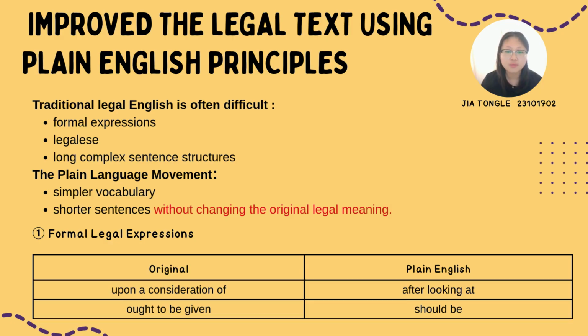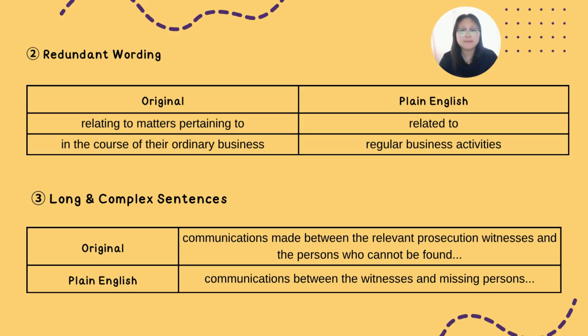For example, in our legal text, the phrase "upon a consideration of" was simplified into "after looking at," and "ought to be given" was changed to "should be." These original expressions are highly formal and are rarely used in everyday communication, so ordinary readers may struggle to understand them quickly, and these simplified versions are shorter, more direct, and easier to read. In addition, some repetitive legal wording was simplified. For example, "relating to" and "pertaining to" were reduced to simply "relative to." This removes redundancy while still preserving the intended legal meaning.